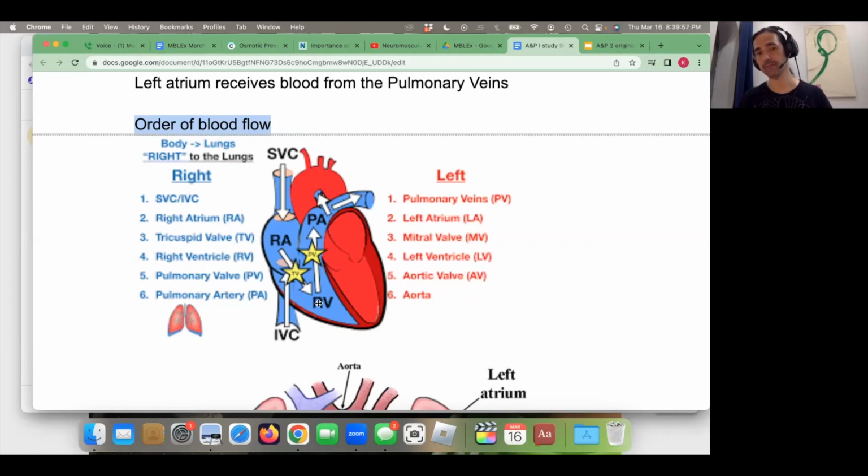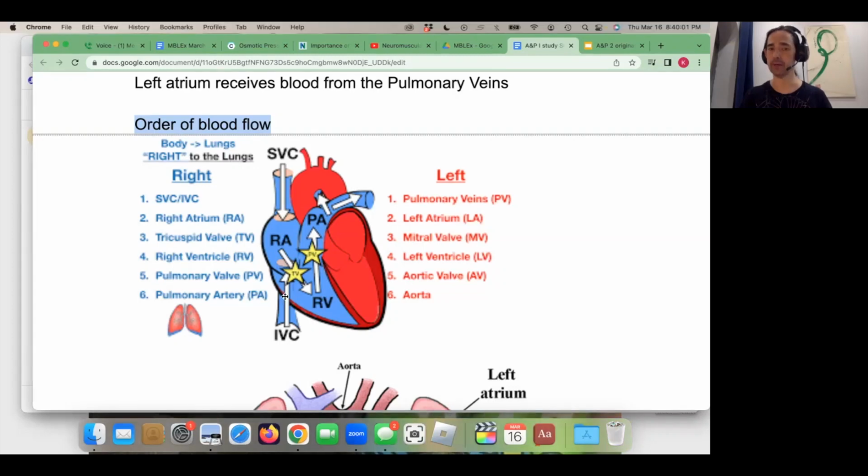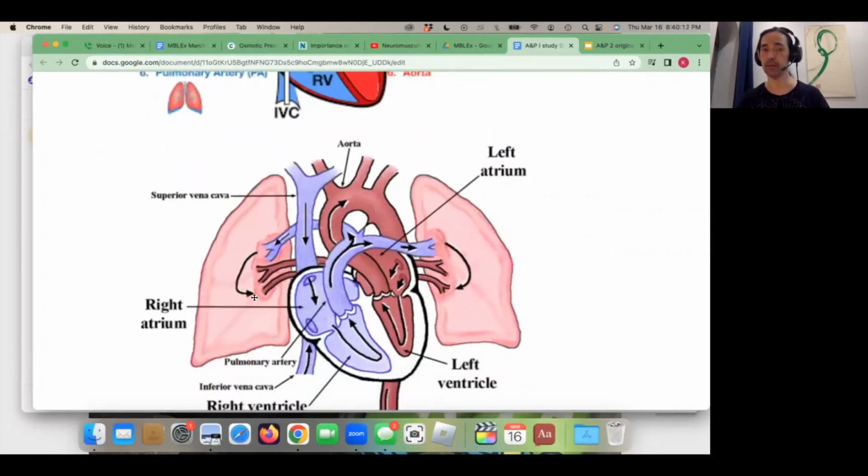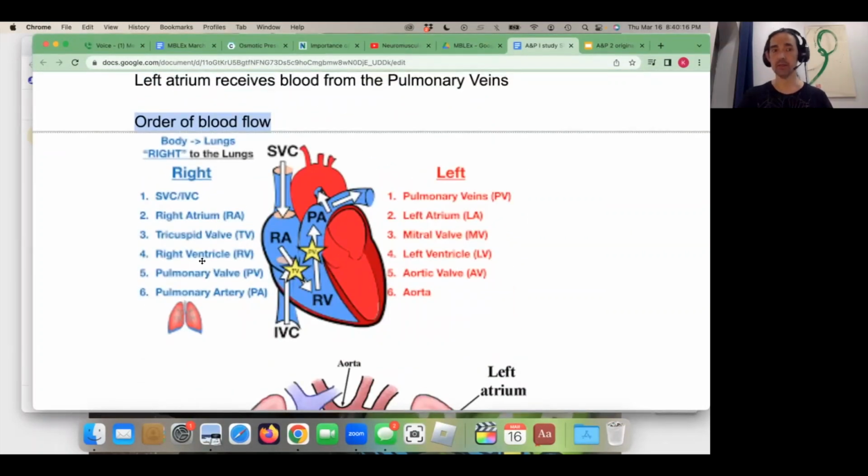And then from the right ventricle, it goes through the pulmonary valve into the pulmonary artery. So through the pulmonary valve into the pulmonary artery. Guess where the pulmonary artery terminates or leads? To the pulmo, which are the lungs. The lungs.